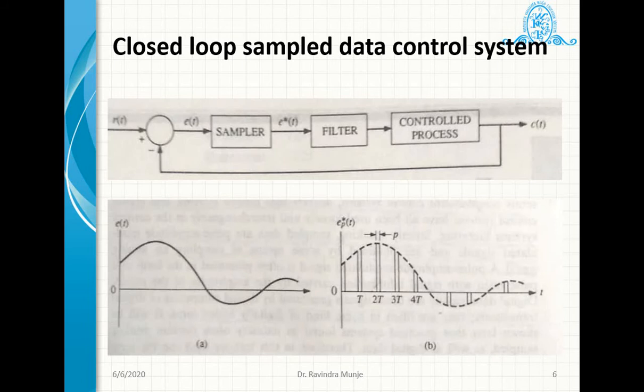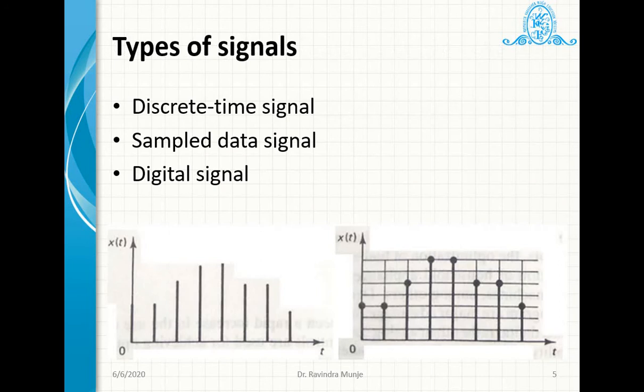The terms sampled data control system, discrete data control system, and digital control system have all been used loosely and interchangeably in the control system literature. So these are many times used interchangeably. Sometimes a digital control system is also called a discrete time control system or sampled data control system, but there is some specific difference that we will see here. Sampled data are pulse amplitude modulated signals. Sampled data systems include these types of signals.